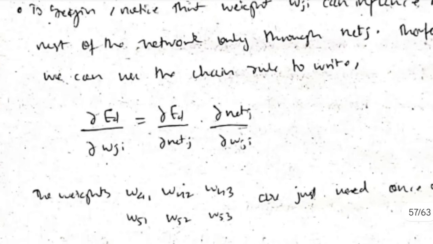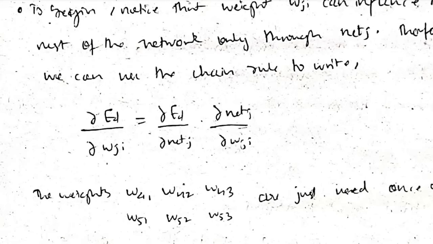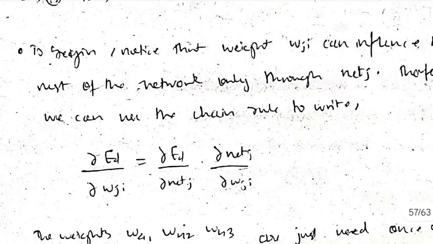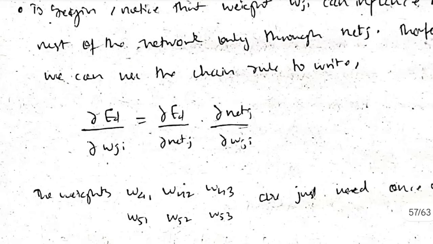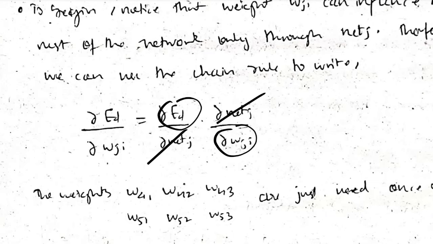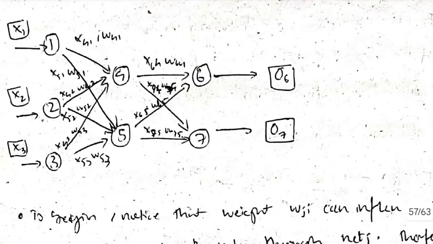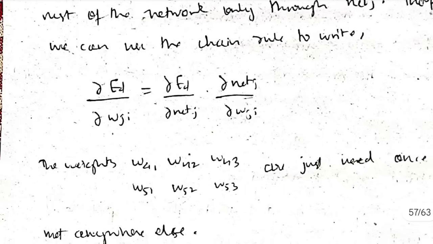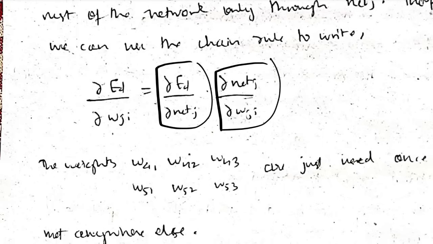You'll get confused. Okay. So since the weight value can influence the entire network, I can write this dEd by dwij as dEd by dnet j and dnet j by dwji. If you cancel these both, again you'll get the same thing, dEd by dwji. So net j is nothing but the summation of all the weight values. This is affecting the rest of the algorithm. That's why we are differentiating this with respect to this, then this with respect to this.